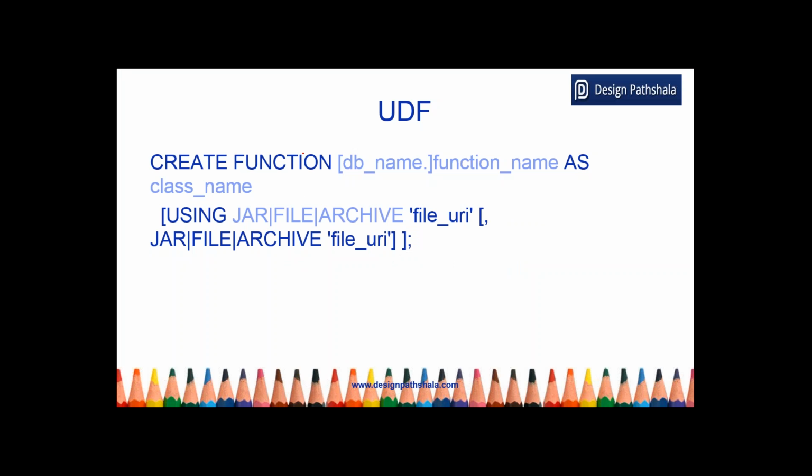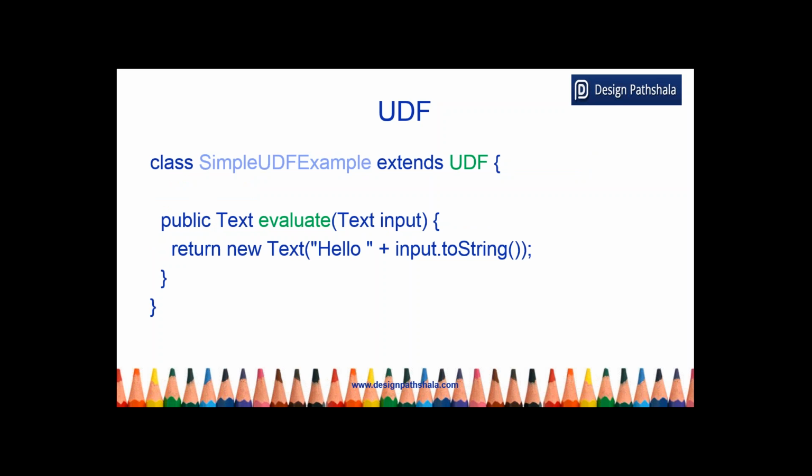So to create a function, you just give create function, your function name as your class name of the Java and from which jar file you want to create it. So for example, this is your Java file which you have created. To create any UDF, you have to extend the UDF of Hive.